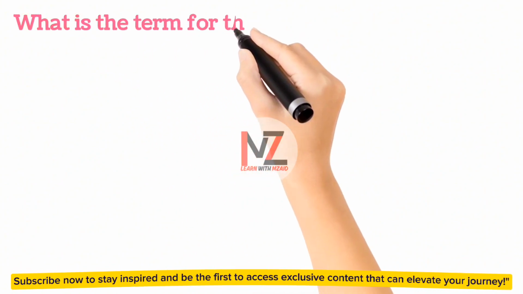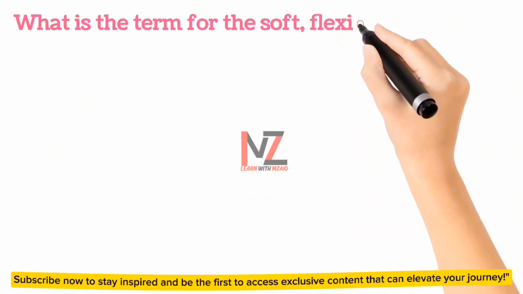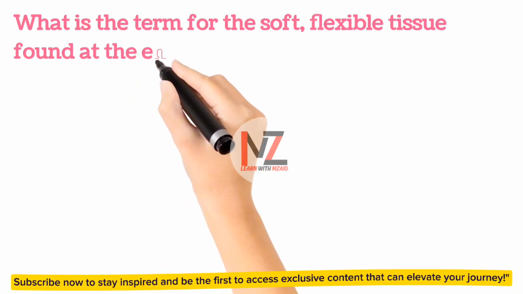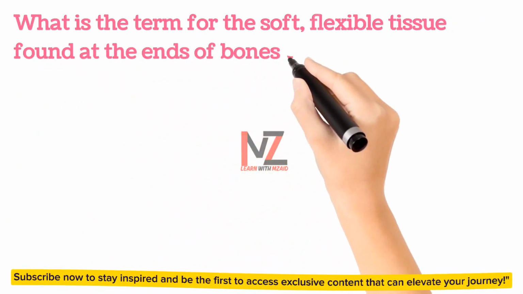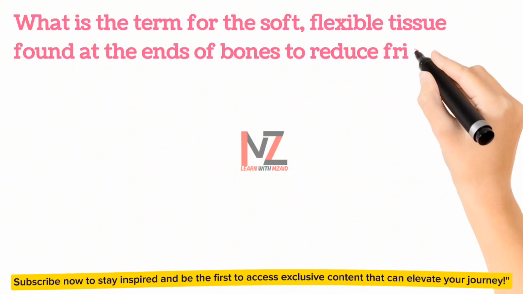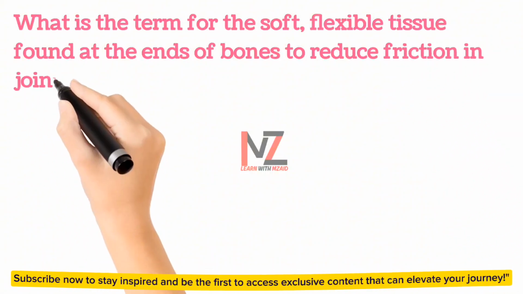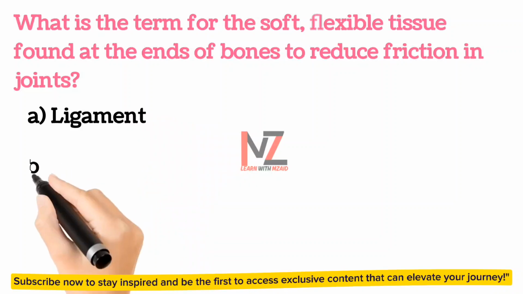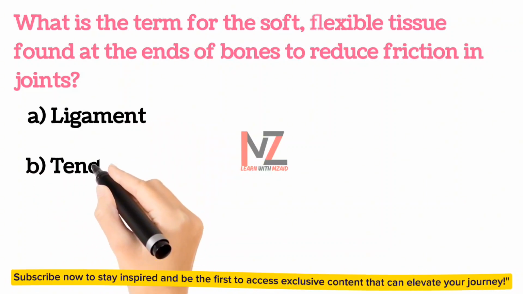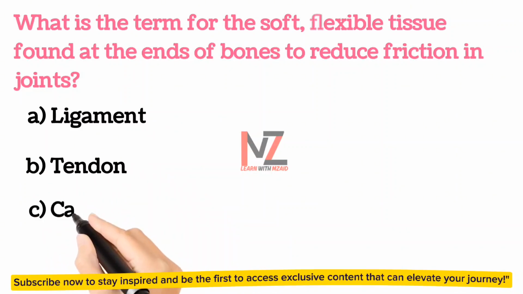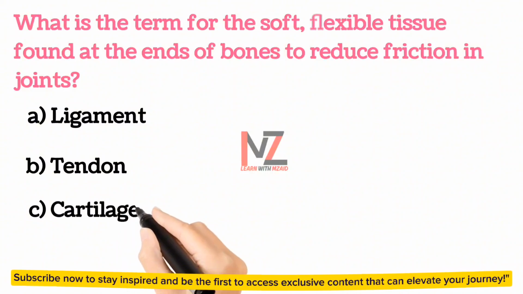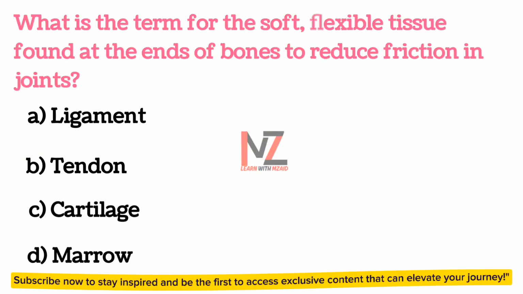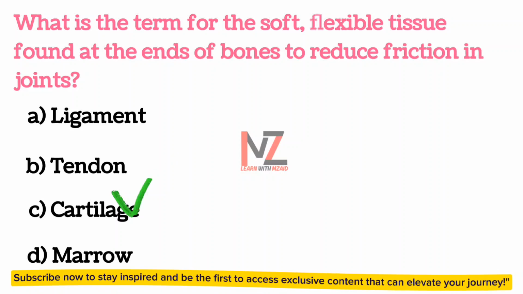And next question is, what is the term for the soft flexible tissues found at the ends of bones to reduce friction in joints? Option A, ligaments. Option B, tendons. Option C, cartilage. Option D, marrow. And the right answer is option C, cartilage.